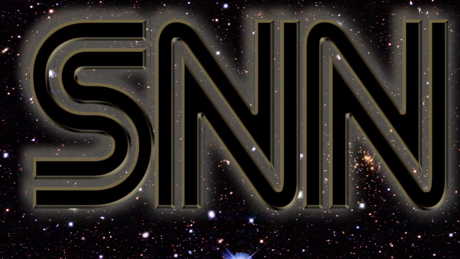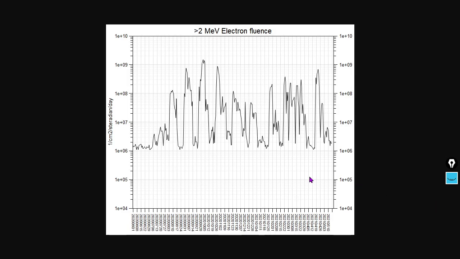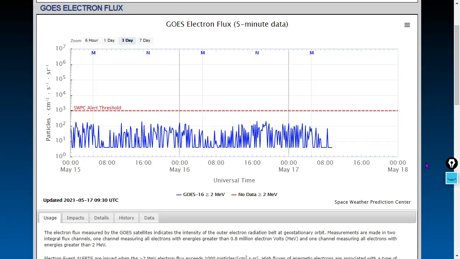We'll continue with the daily space weather here at the Smash News Network, least busted name in news. Here's a diagram of Earth's Van Allen belts. Feel free to pause the video. Here is a 1-year chart of the electron flux surrounding planet Earth measured at the ionosphere layer. Here's a 3-day chart of the electron flux.